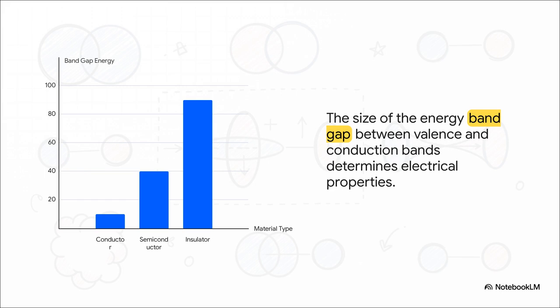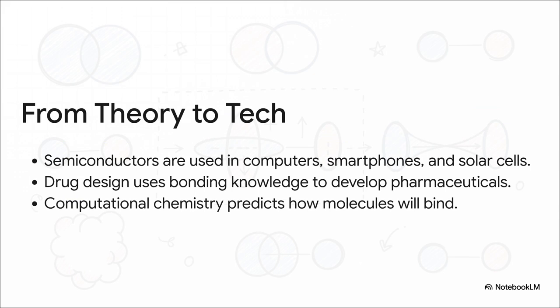In a conductor, like a metal, that gap is tiny or doesn't exist at all, so electrons can just jump across and flow freely. In an insulator like glass, the gap is massive and the electrons are completely stuck. And right in the middle, you have the most important materials of all, semiconductors. And this right here is why all of this matters so much. This scaled-up version of MO theory, which we called band theory, is the fundamental science behind every semiconductor on the planet. It's the reason we can design the silicon chips that power our computers and our phones.